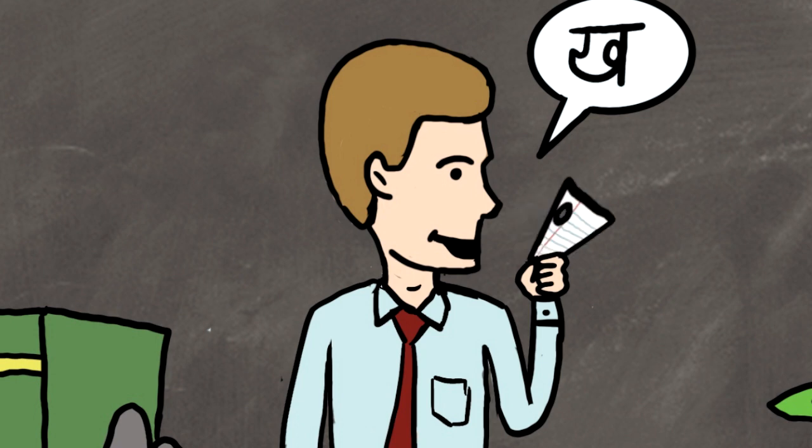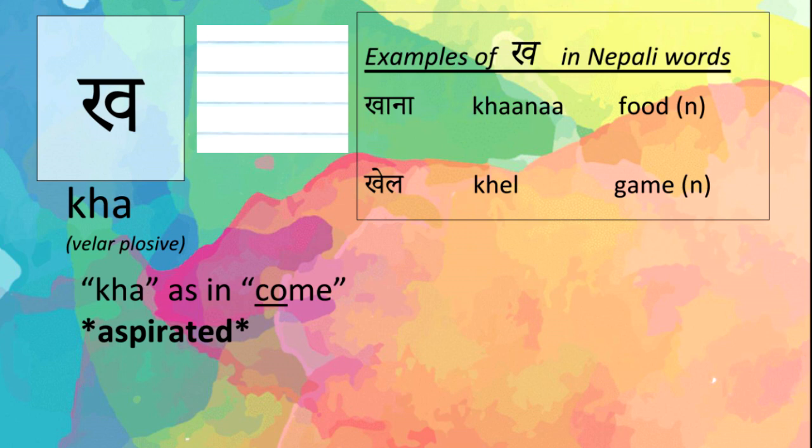Now try the second letter, kha. Air should come out and move the paper. Got it? So anytime I romanize the pronunciation of an aspirated sound, I always use the letter H. Again, the example is kha as in come, but it's aspirated. Examples of kha in Nepali words are khana, which means food, and khel, which means game.